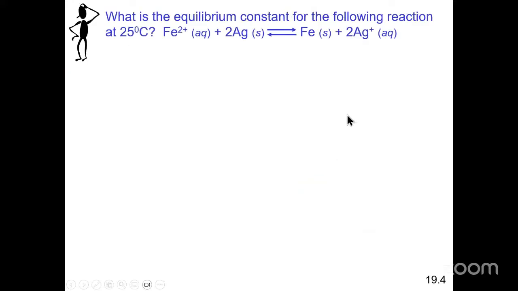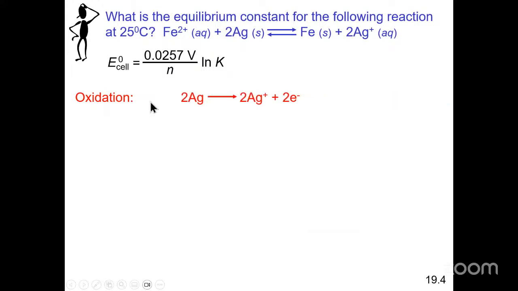All right, so let's look at this example. This question gives you the equation here, and it's asking for the equilibrium constant for that equation, right? So this is the equation that would apply. You need to find the standard EMF of the cell first before you can find K, all right? So how do we find the standard EMF of the cell? Well, we have to split up the equation into the oxidation and reduction parts.